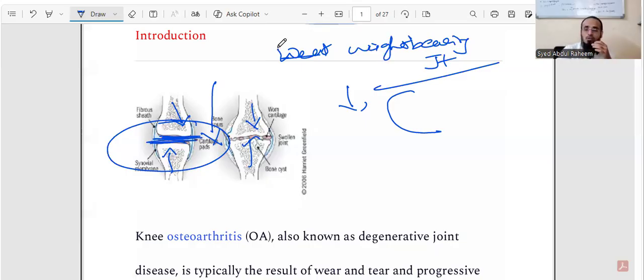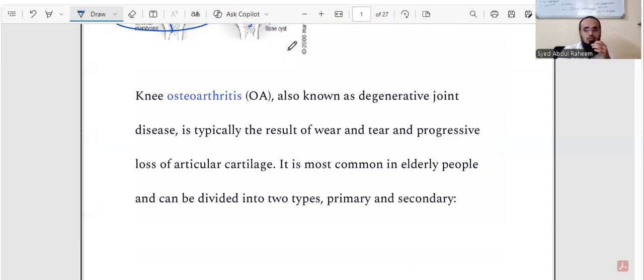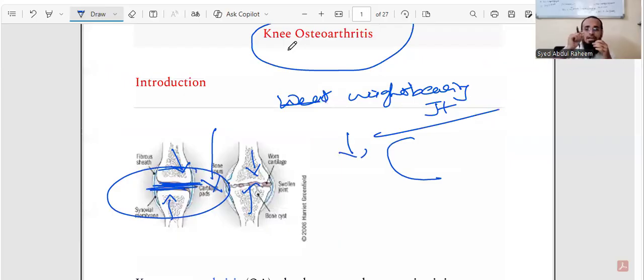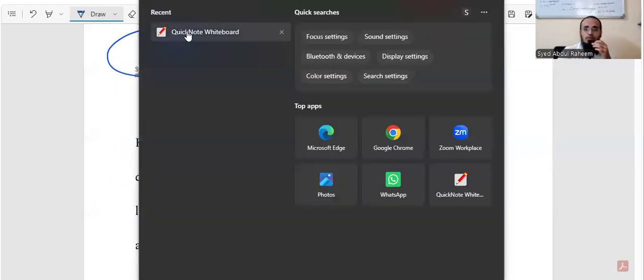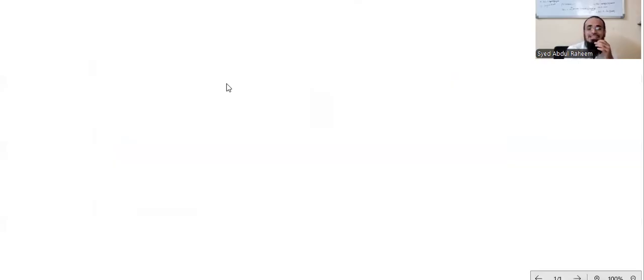Other than that, there are other reasons also. The wearing of cartilage is known as knee osteoarthritis. So here degeneration will happen. I will tell one important thing related to diseases.